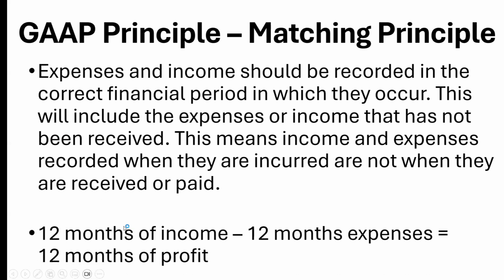So to give you a summary, or an easier way to remember it, I always say the rule states we want 12 months of income minus 12 months of expenses to get 12 months of profit. Do you see the matching there? If we have 13 months of income minus 12 months of expenses, we cannot calculate 12 months of profit. So that's why we use the matching principle.